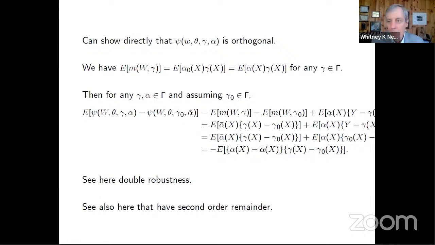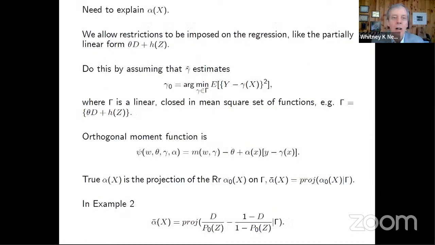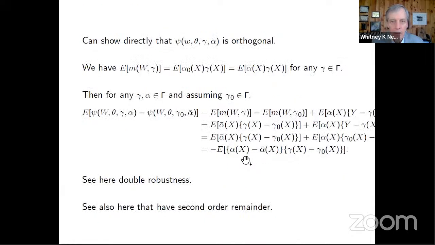All right. So where are we? Orthogonal moment function here. The true alpha that we want is this thing. In general, it's this projection of alpha naught on this set. And again, that doesn't have a closed form in general, but we don't care because we're estimating it without even knowing what alpha is. Okay, so orthogonal moment function, use any gamma hat that estimates this thing. And then we give an estimator alpha that does this debiasing.